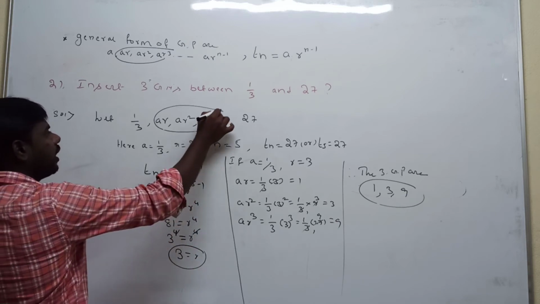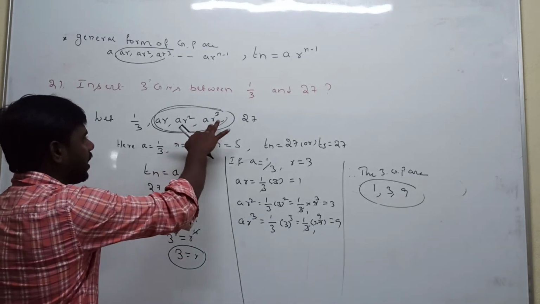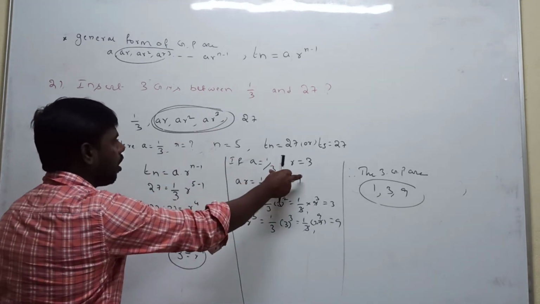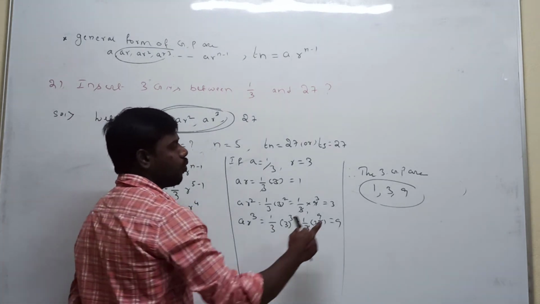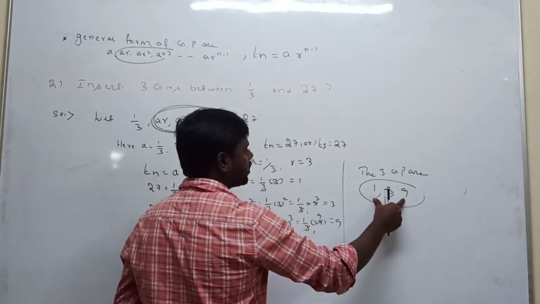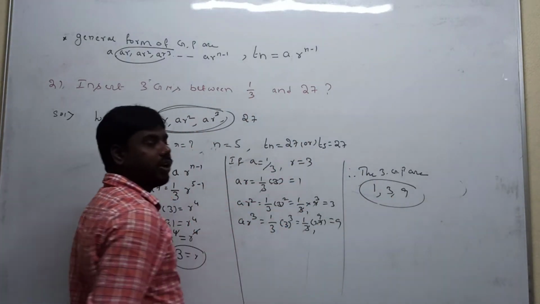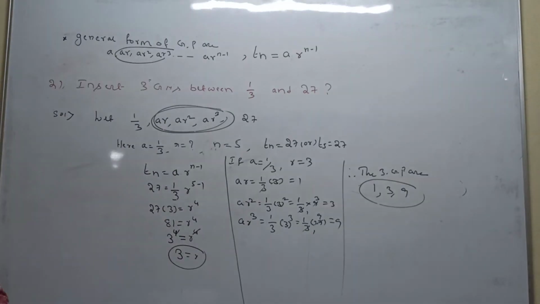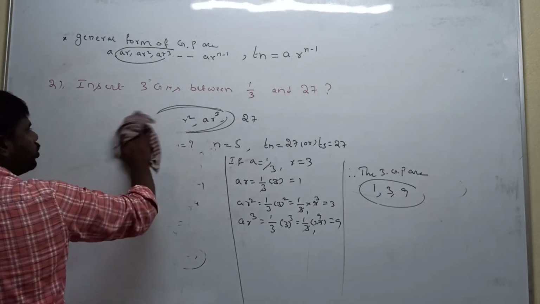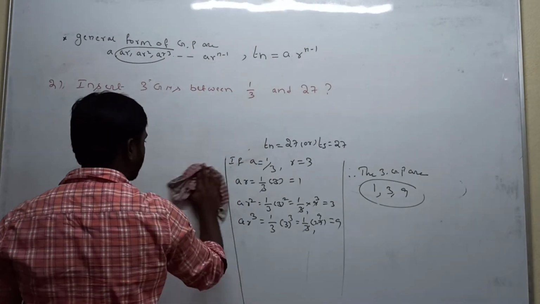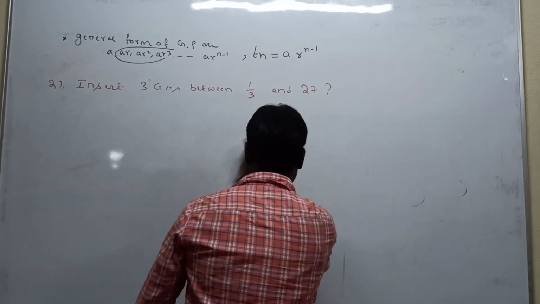Now we calculate the 3 elements. What are the 3 elements? They are ar, ar squared, ar cubed. You know the a value and the r value, so substitute what we are assuming. Finally we get 1, 3, 9. These elements are called the geometric means between 1/3 and 27. So everyone understood? It is clear? Next, third question. Very easy, only applying the nth term of the geometric progression. You can substitute the a value and r value. So next, third question.